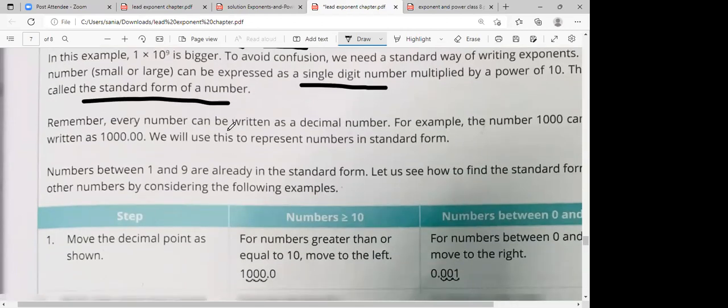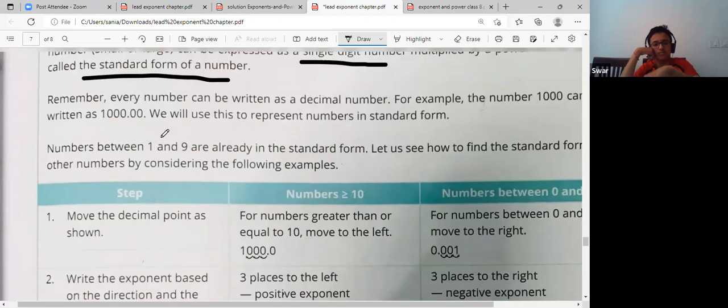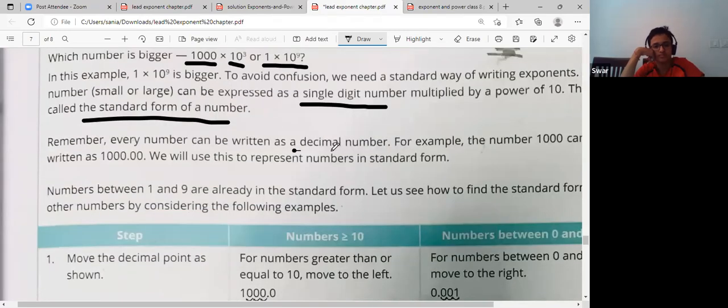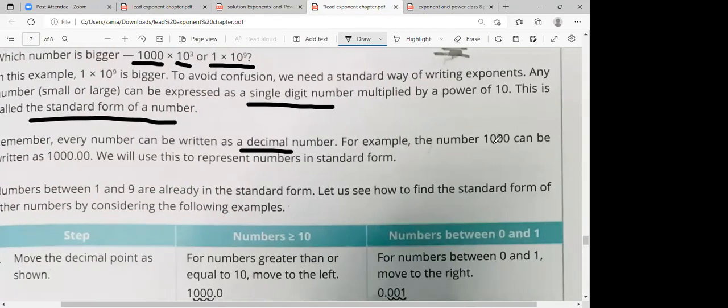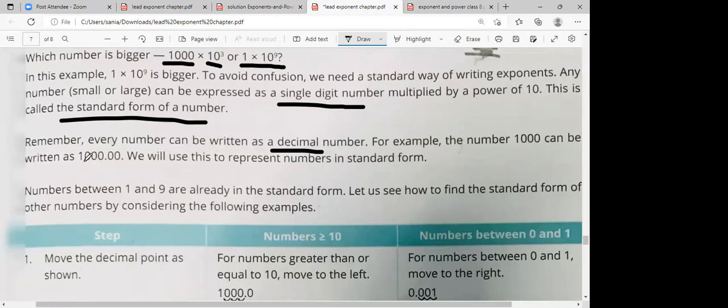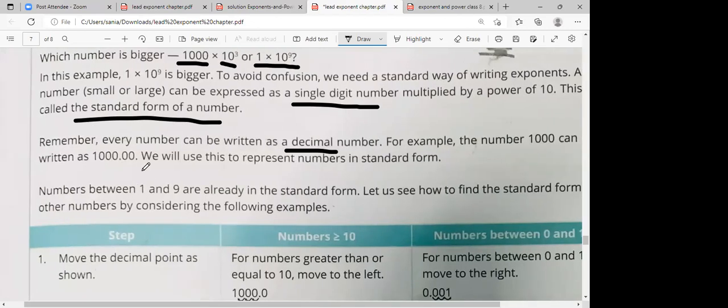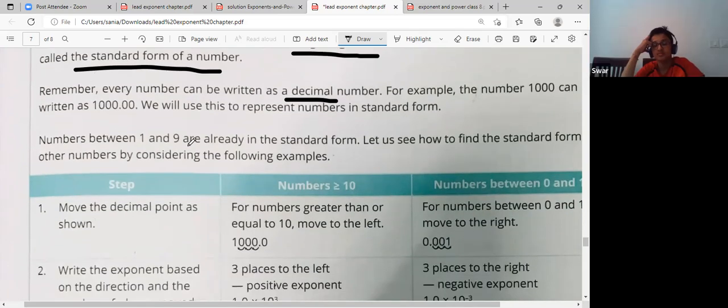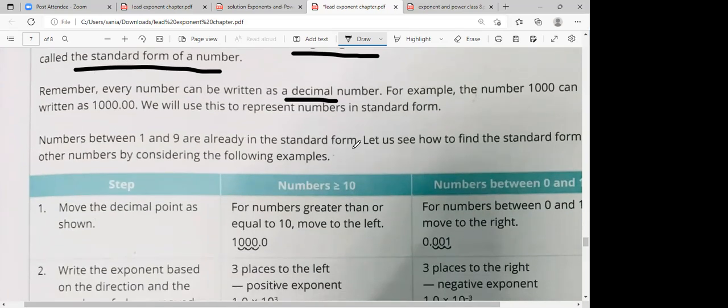Okay? Clear? So remember, every number can be written as a decimal number. For example, the number 1000 can be written as 1000.0, like I mentioned in my previous class itself. You have one number which is 2, so it is 2.0. Numbers between 1 and 9 are already in the standard form.